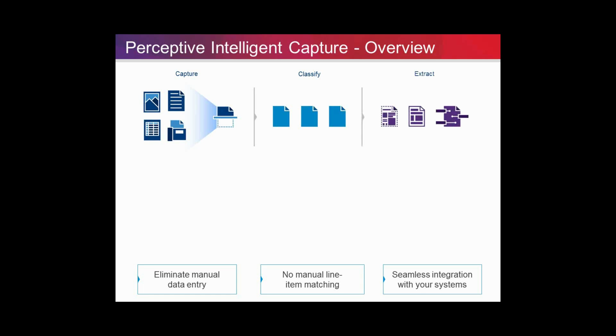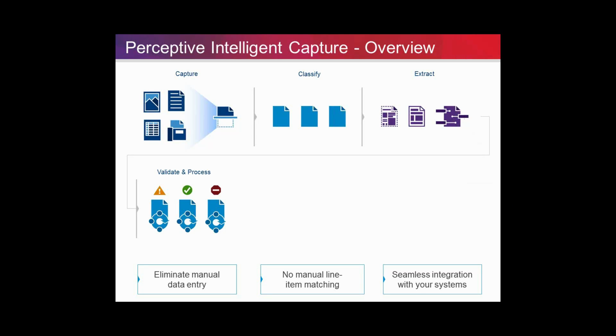And once the system classifies those documents, then it's going to start to extract the data, right? So we're going to extract your header detail, your footer detail, your line item detail, whatever information you need out of those documents, the software is going to find it and extract it. And that's what OCR is, right? Optical character recognition. But intelligent capture is going to go a lot further than that.